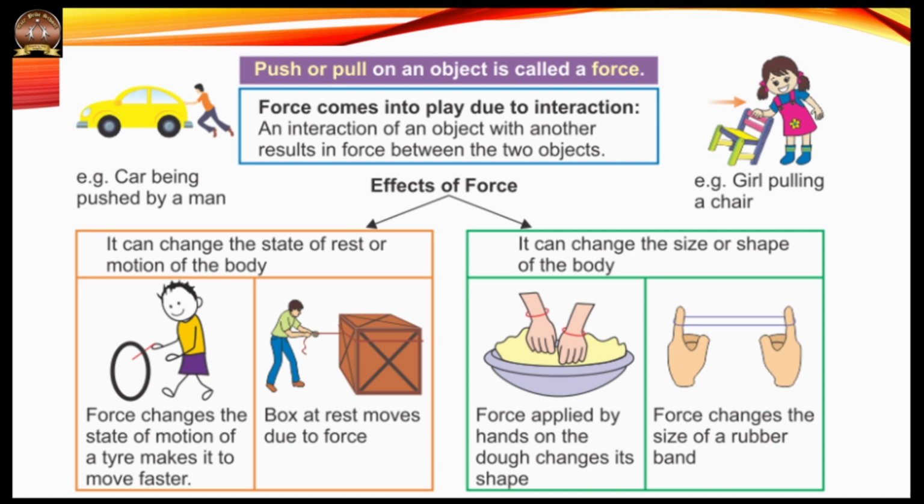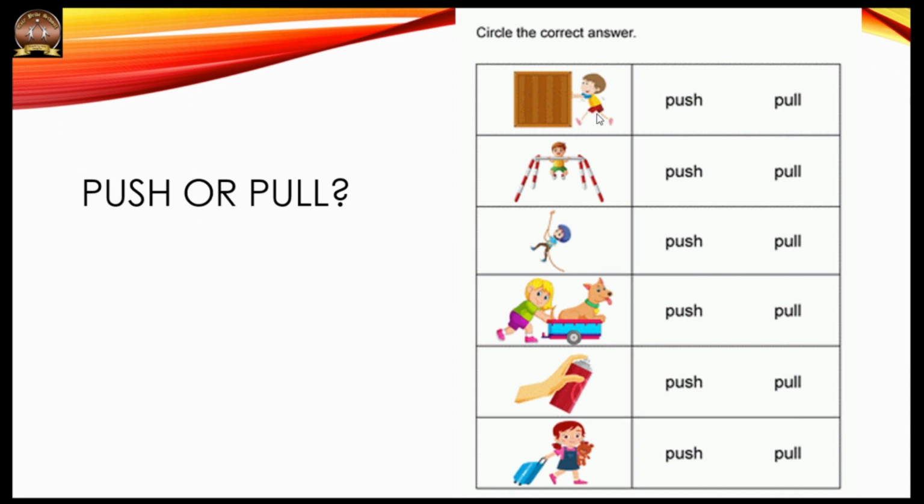Force can be applied to change the shape of objects, and force can also be used to change the size of certain objects. So these are the 4 different effects of force. Now let's determine whether the force applied in all of these cases is a push or a pull. As you can see, the boy is pushing the box, the child is pulling himself up the bar, the boy is pulling himself up the rope, the child is pushing the wagon, the nozzle of the spray can has to be pushed, the girl is pulling the trolley bag.